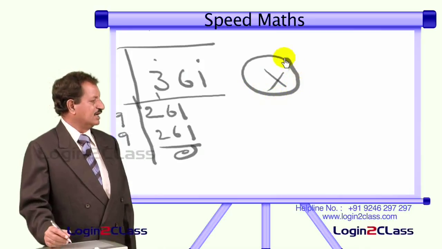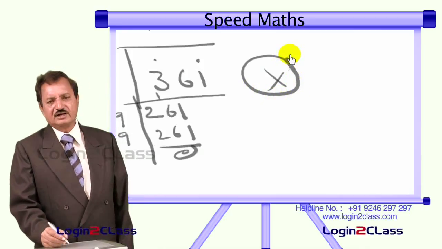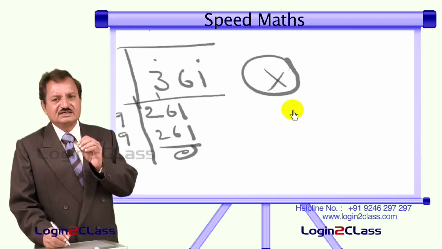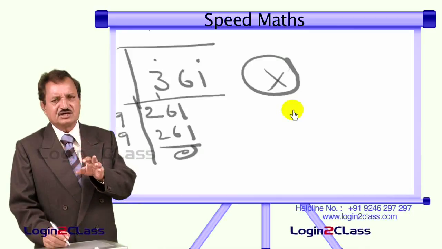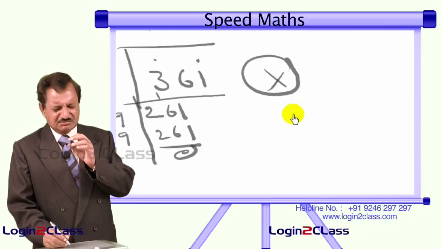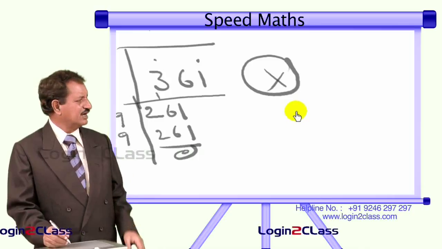Now I will tell you how to calculate square roots within a few seconds, like divisions. Almost square roots are made into divisions. We will find it very, very easily just by dividing with one number. I will show it here itself.